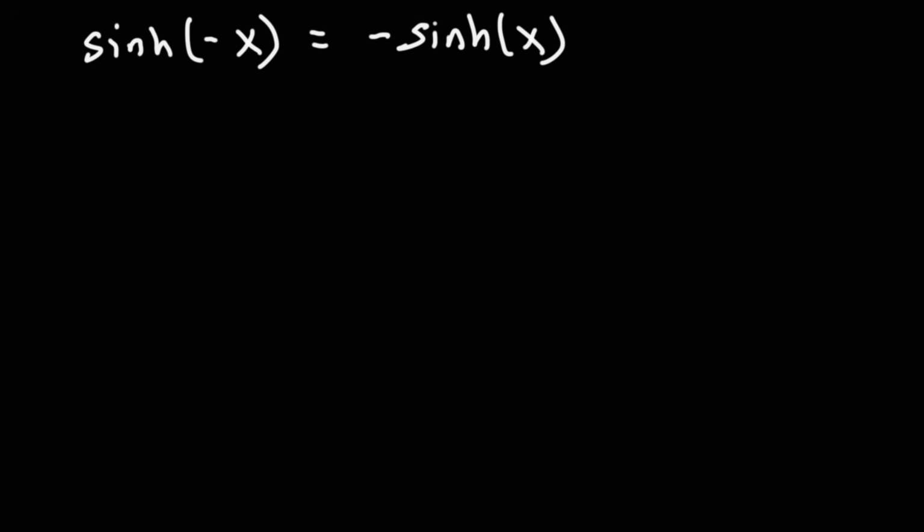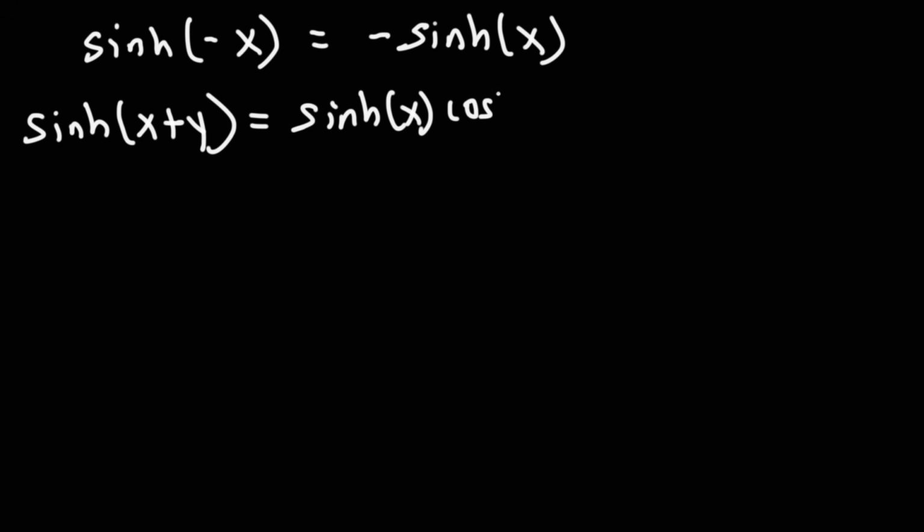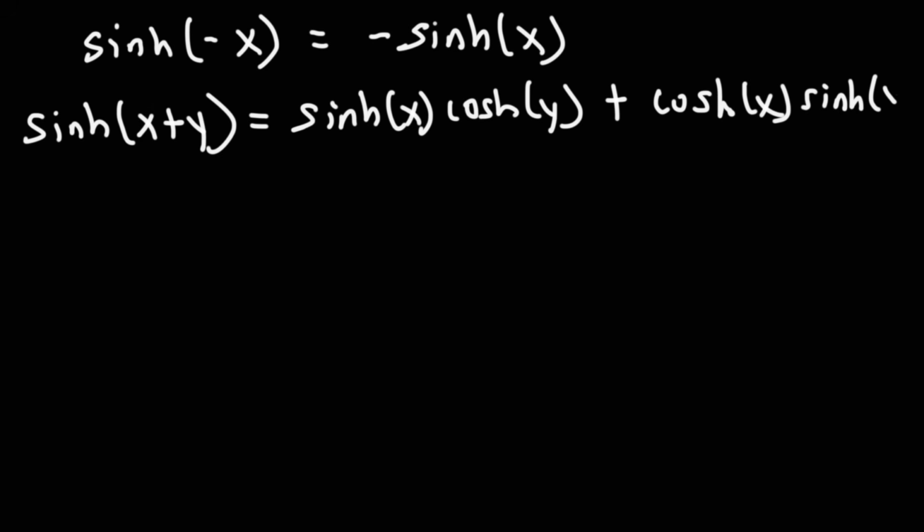Now let's try this one. Go ahead and verify that hyperbolic sine of negative x is equal to negative hyperbolic sine of x. Now we're going to use the sum and difference formulas for hyperbolic sine. So I'm just going to write the formula first. Hyperbolic sine of x plus y is going to be hyperbolic sine of x times hyperbolic cosine of y plus hyperbolic cosine of x times hyperbolic sine of y.